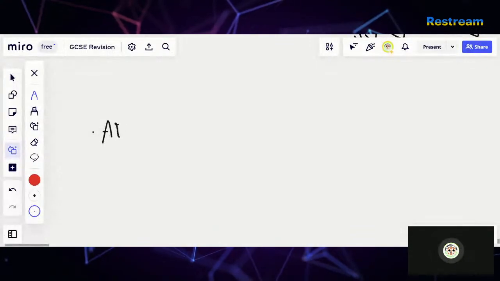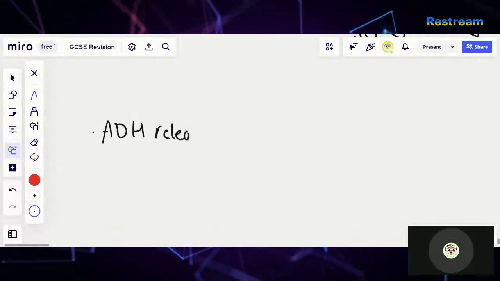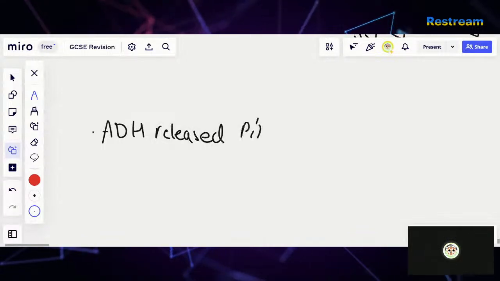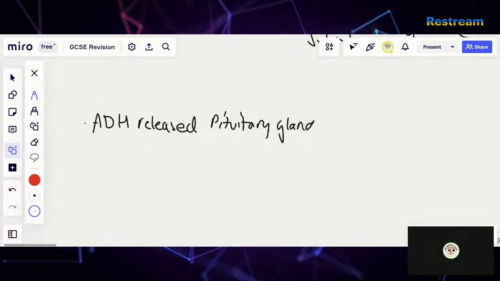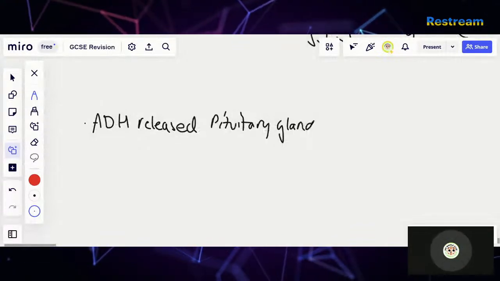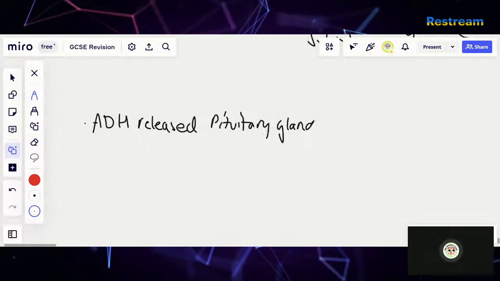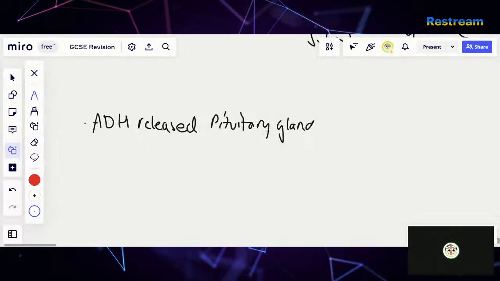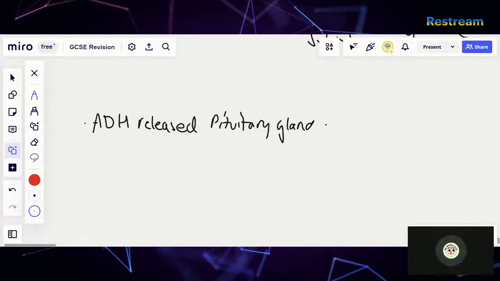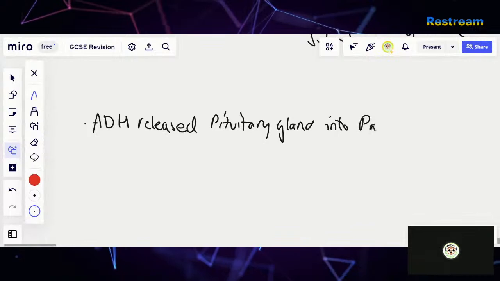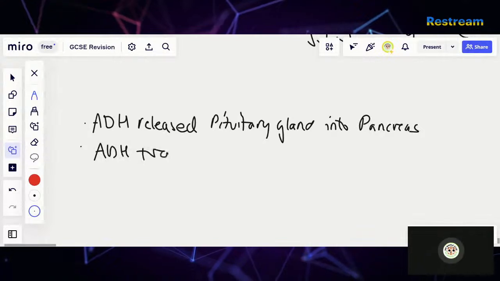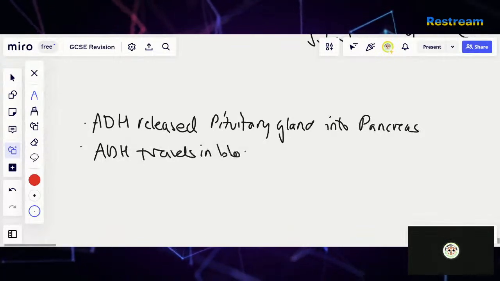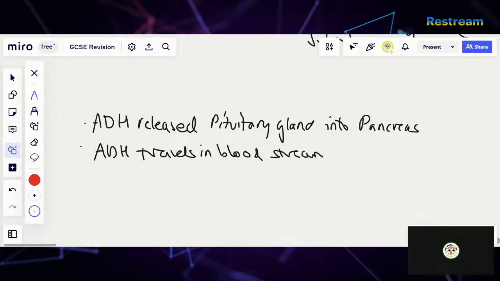So ADH is released from the pituitary gland. I believe it's into the pancreas. Oh, well, okay. So it's just released from the pituitary gland into the pancreas. And then what happens is the ADH travels in the bloodstream. It then goes to the kidney tubules.